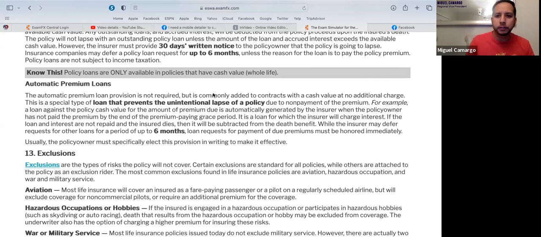But it ain't free. Automatic premium loans. They're going to charge you interest to take your own money out of your account to pay your premium. And you've got to pay the insurance company interest just to do that for you. How's that sound?